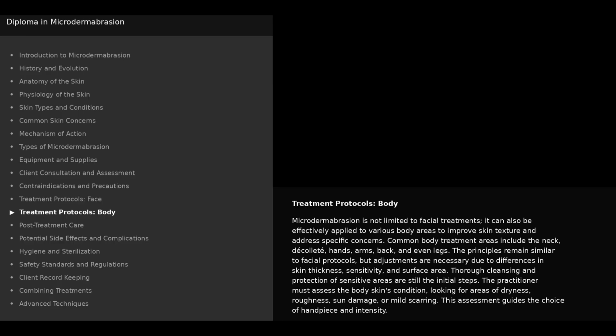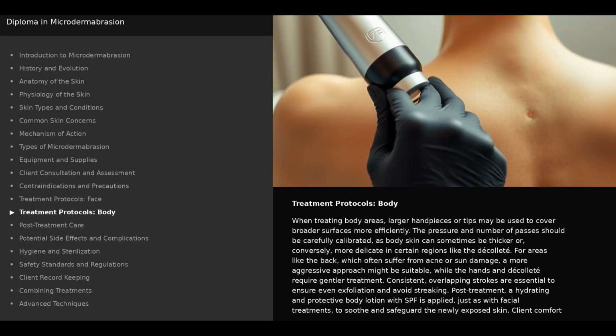The practitioner must assess the body skin's condition, looking for areas of dryness, roughness, sun damage, or mild scarring. This assessment guides the choice of handpiece and intensity. When treating body areas, larger handpieces or tips may be used to cover broader surfaces more efficiently. The pressure and number of passes should be carefully calibrated, as body skin can sometimes be thicker or, conversely, more delicate in certain regions like the décolleté.